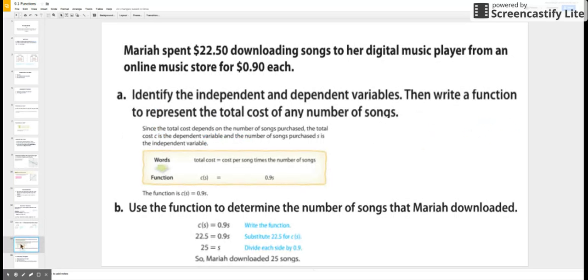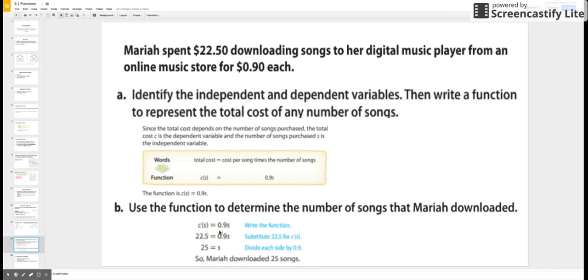Mariah spent $22.50 downloading songs to her music player from an online music store for 90 cents each. Identify the independent and dependent variables, then write a function to represent the total cost. Okay, so since the total cost depends on the number of songs purchased, the total cost C is dependent, and the number of songs purchased is independent. So your total cost, which is C, is equal to the cost per song times the number of songs. In this case, the cost is 0.90, and we don't know how many songs she bought.